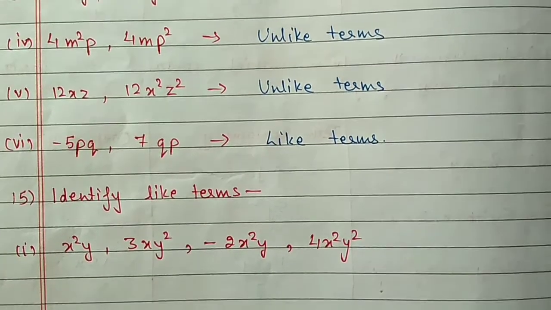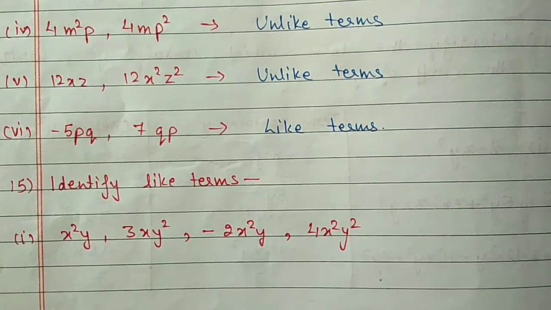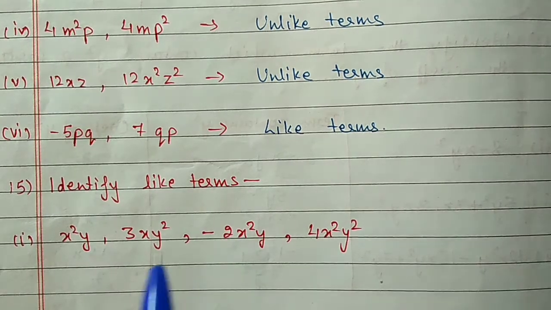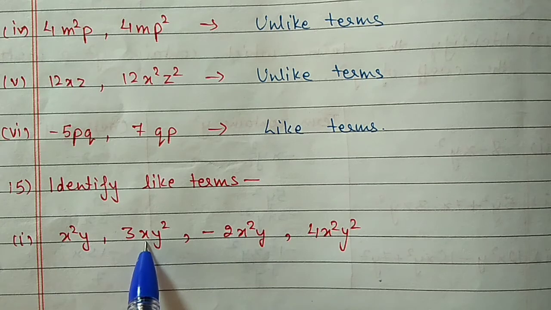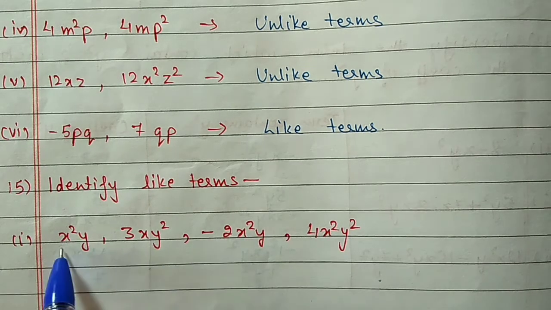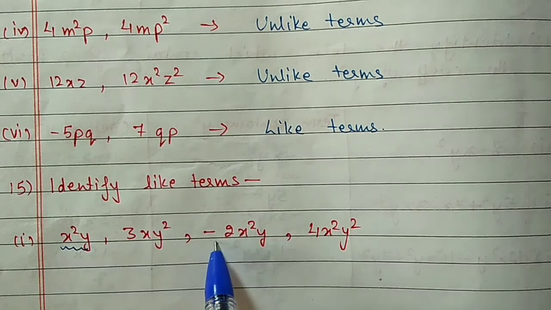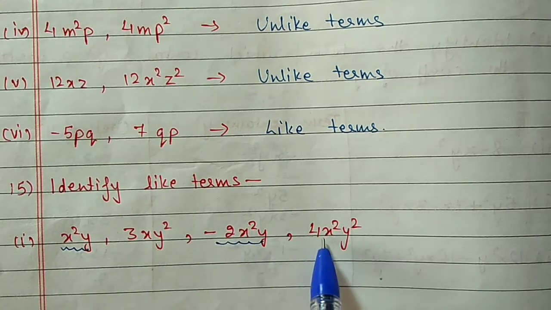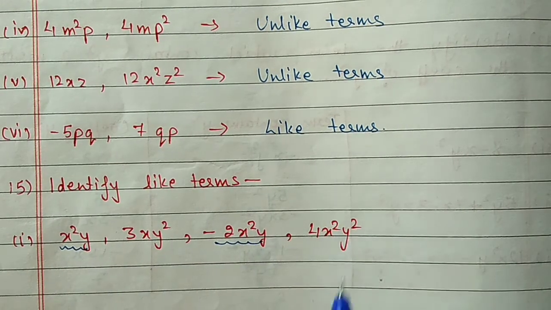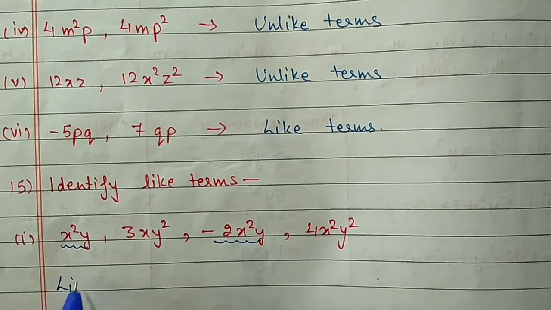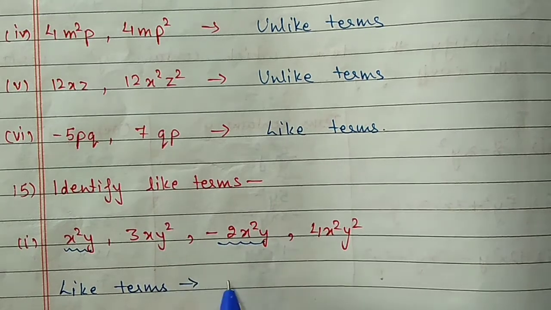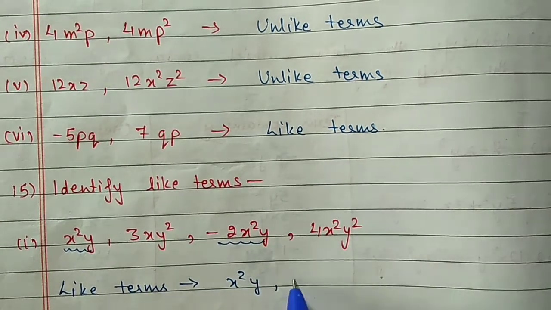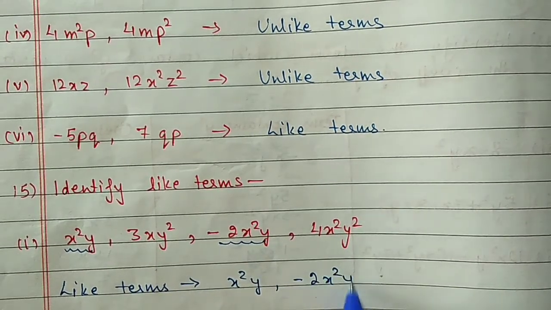Next question number 15, we have to identify the like terms. So we have to see the same variable part. x square y, then this is xy square. This is not like this. Then x square y, it means this one and this one are like terms. Even this is also different, we have y square. So the like terms are x square y and minus 2x square y.